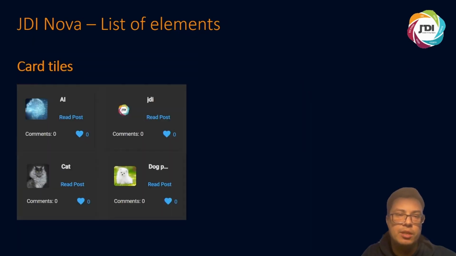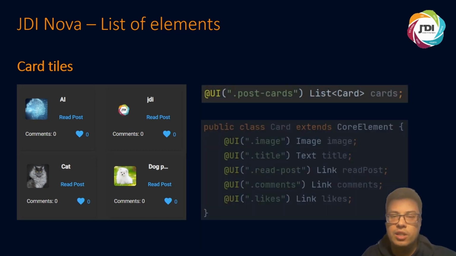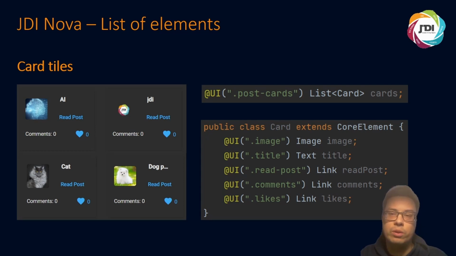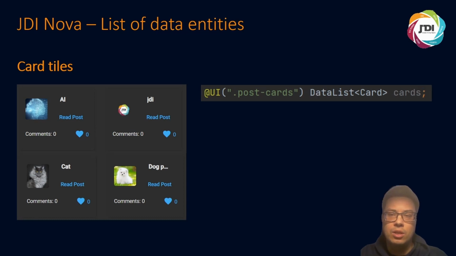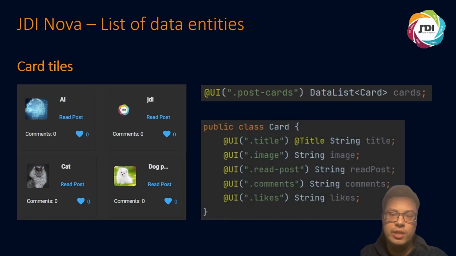The same approach you can use for a list of complex elements like a list of cards, and each card is represented by a complex element that includes simple elements like images, text, links, or any other elements that you would like to use. And if you need to work with your elements as data, you can just write DataList<Card> and put your data class as the input parameter.